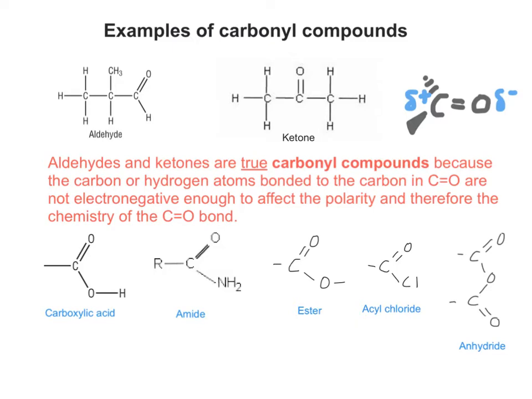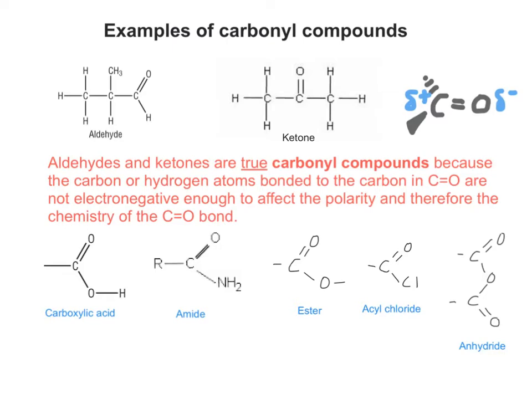It's important to remember as well that the only true carbonyl compounds are aldehydes and ketones, because if you have a closer look, you'll see that the atom that's actually bonded to the carbon as part of the C double bond O is either carbon or hydrogen. And what this means is that the polarity of the C double bond O is not disrupted.